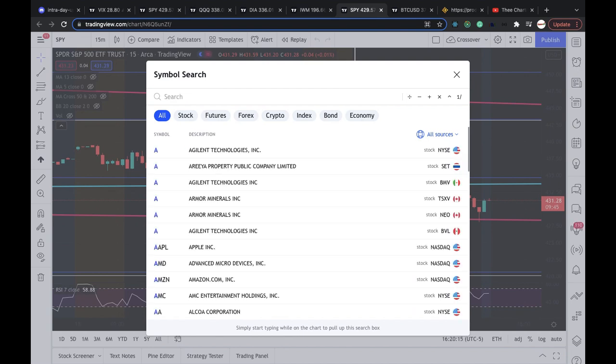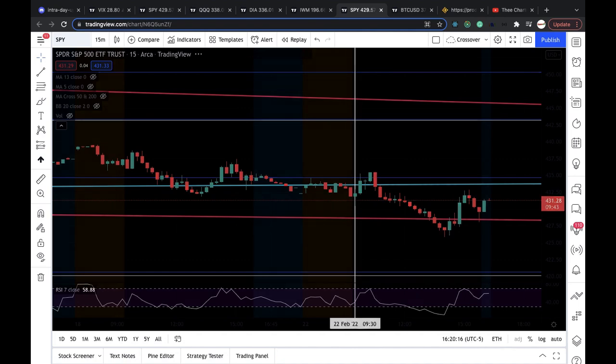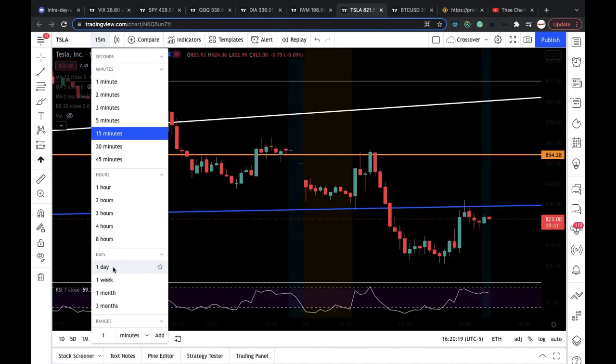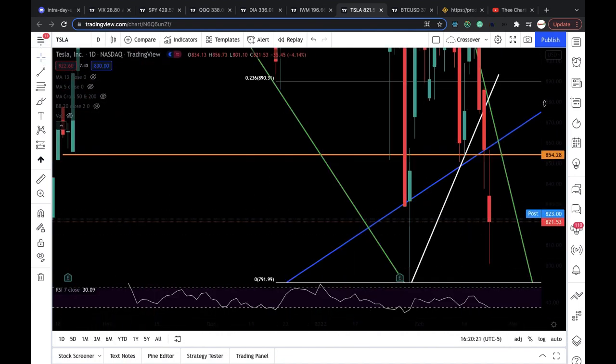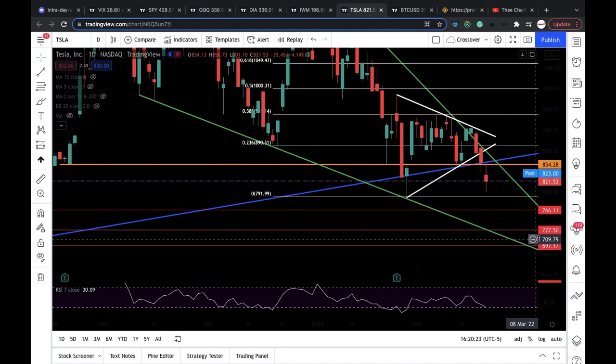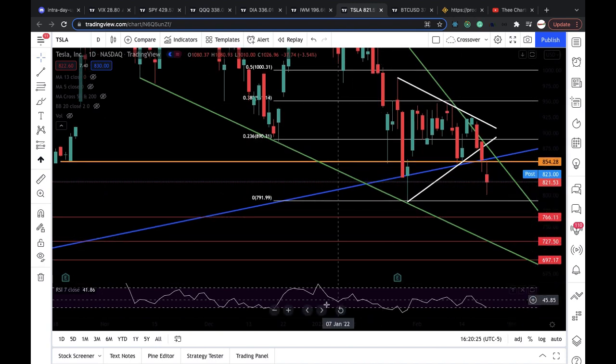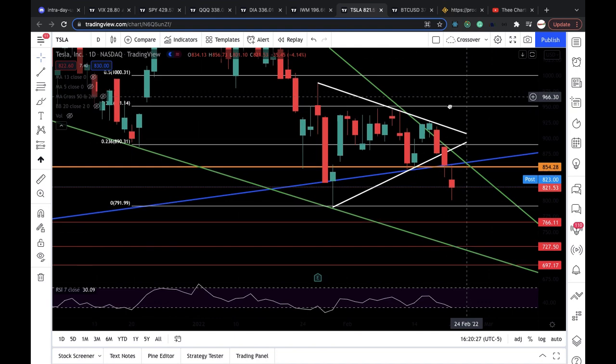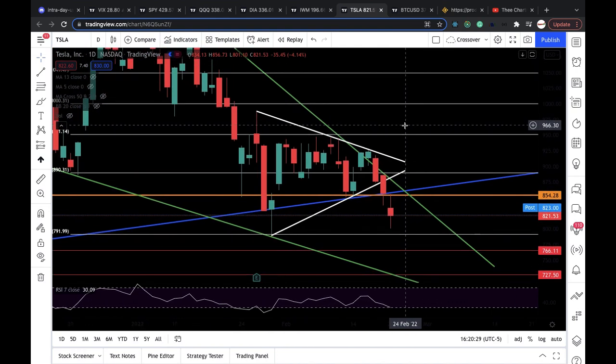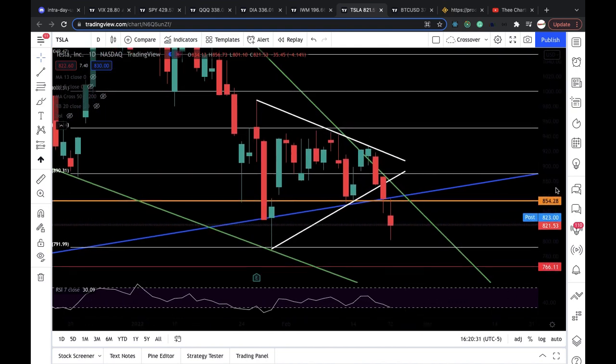Oh goodness, we are here. This is a 15-minute chart. I need a 1-hour chart. And as you can see here, guys, what have I been saying about the indices that I've been covering? We lose a support, we want to see that support get tested as a resistance.